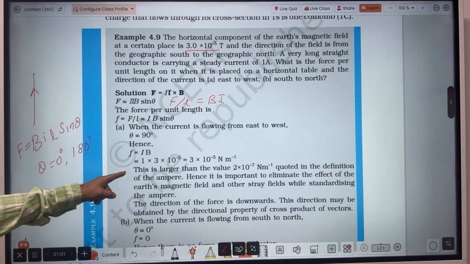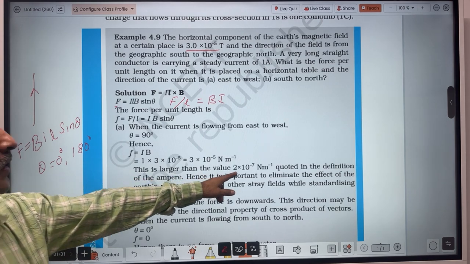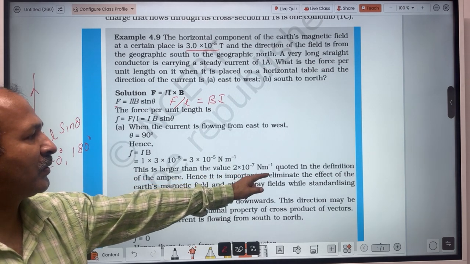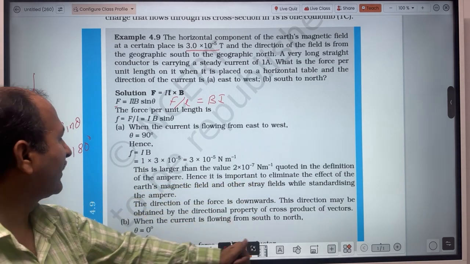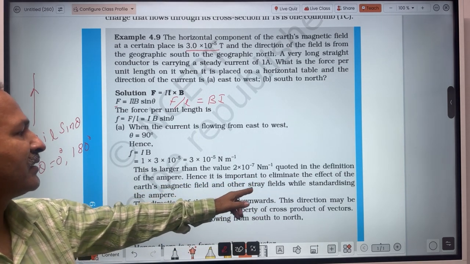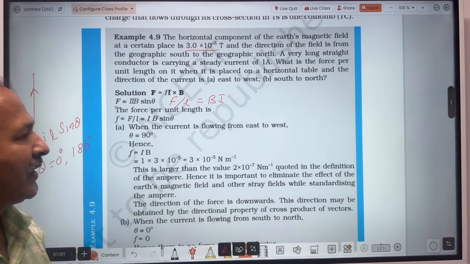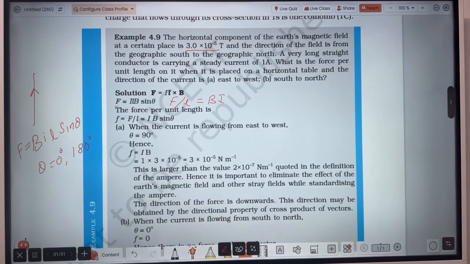This is larger than the value 2 into 10 power minus 7 Newton per meter quoted in the definition of 1 ampere. Hence, it is important to eliminate the effect of the Earth's magnetic field and other stray fields while standardizing the ampere, right? Because this will also affect the value. The direction of the force is downward.